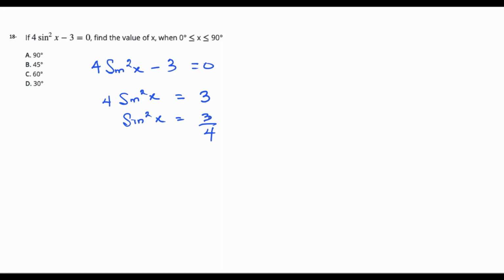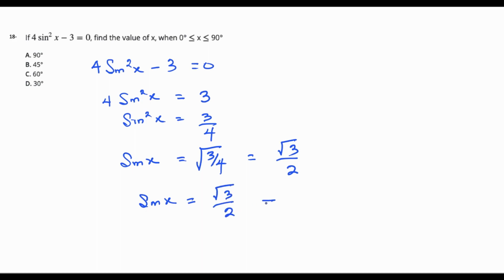Now, if we find the square root of both sides, the square root will cancel out the square we have here, leaving us with sine x. And this is going to be equal to the square root of 3 over 4. Now, if we bring 4 out of this square root, we'll have root 3 over 2, as the square root of 4 equals 2. So sine x is equal to root 3 over 2. So x is simply the arcsine of root 3 over 2.